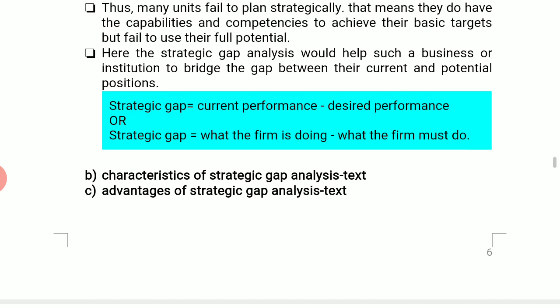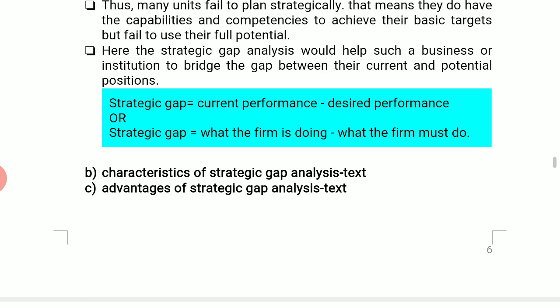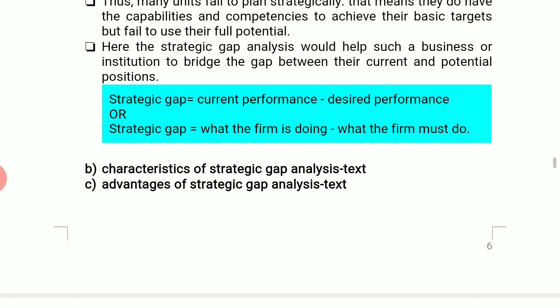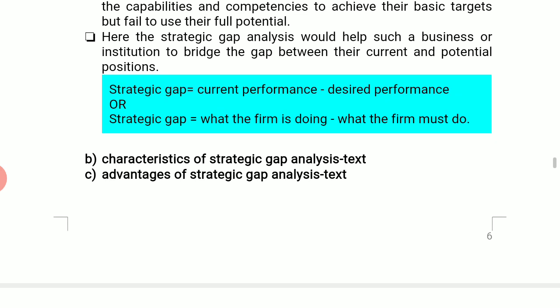When we are learning strategic gap, there are a few characteristics of the strategic gap that we must clear out. It's already available in your text, and I'm going to explain it from there itself. What is characteristic or feature number 1? Strategic gap analysis is a 3-staged process. Number 1, it identifies the gap. Number 2, it develops the strategy for filling up that identified gap. And number 3, it implements the reframed strategic plan, which for sure will fill up the gap. That is characteristic number 1.